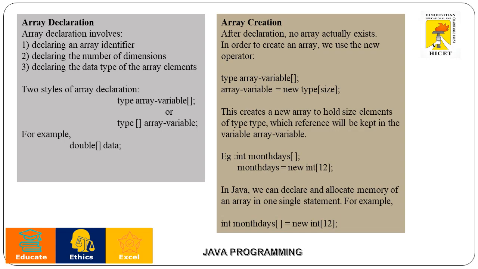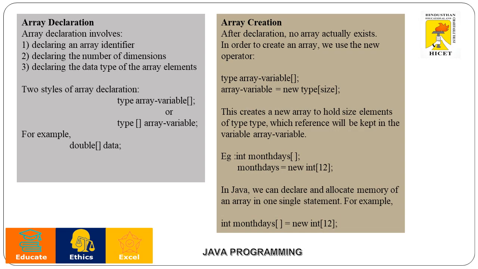In the second method, we need to write first the type, next the subscript, followed by the array variable name. In this example, double[] data. So data is the array variable name. It can hold only double type of values.